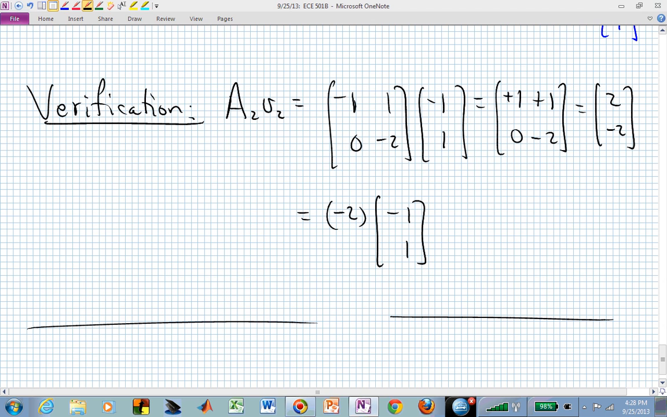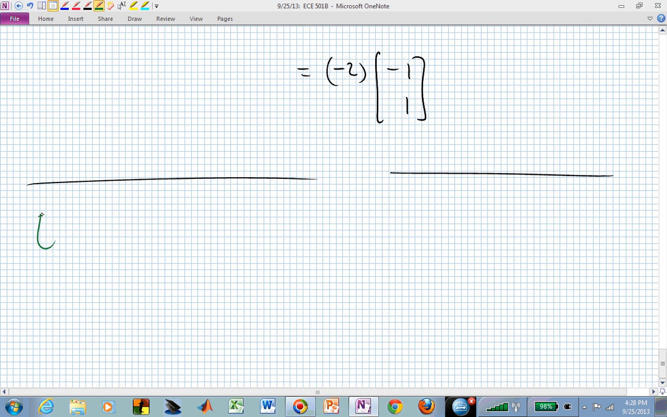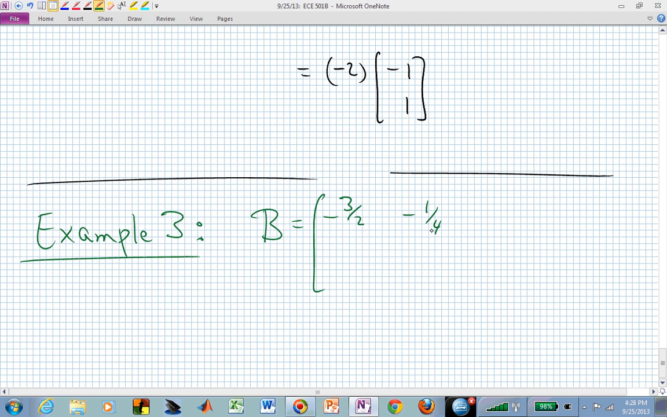Let's look at another example. I just kind of went crazy with examples, so you'll have to bear with me, but hopefully these will start getting a little bit more interesting. Suppose that I now have a B matrix that's [-3/2, -1/4; -1, -3/2].